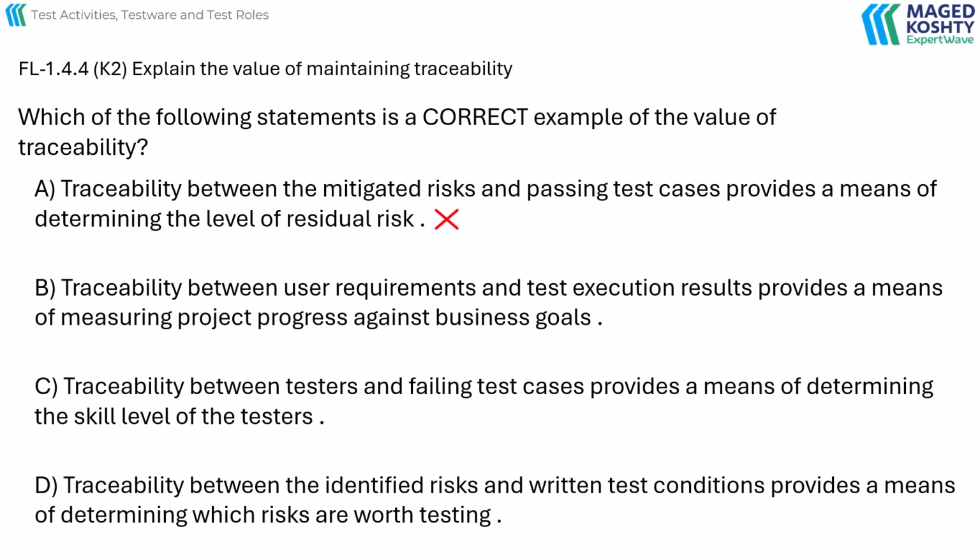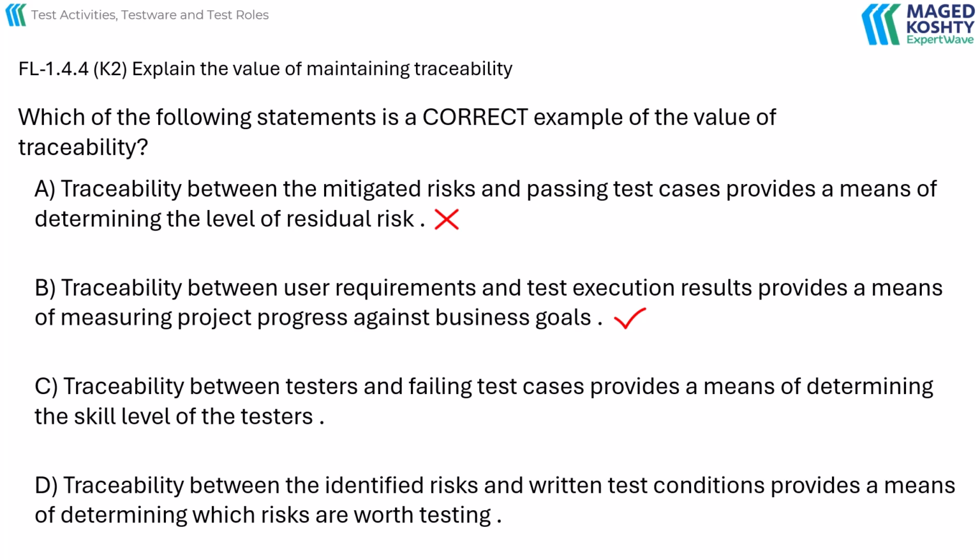Traceability between user requirements and test execution results provides a means of measuring project progress against business goals. This is correct. Traceability between user requirements and test execution results provides an indication of which user requirements have been tested and so provides a means of measuring project progress in the context of testing against the project or the business goals.